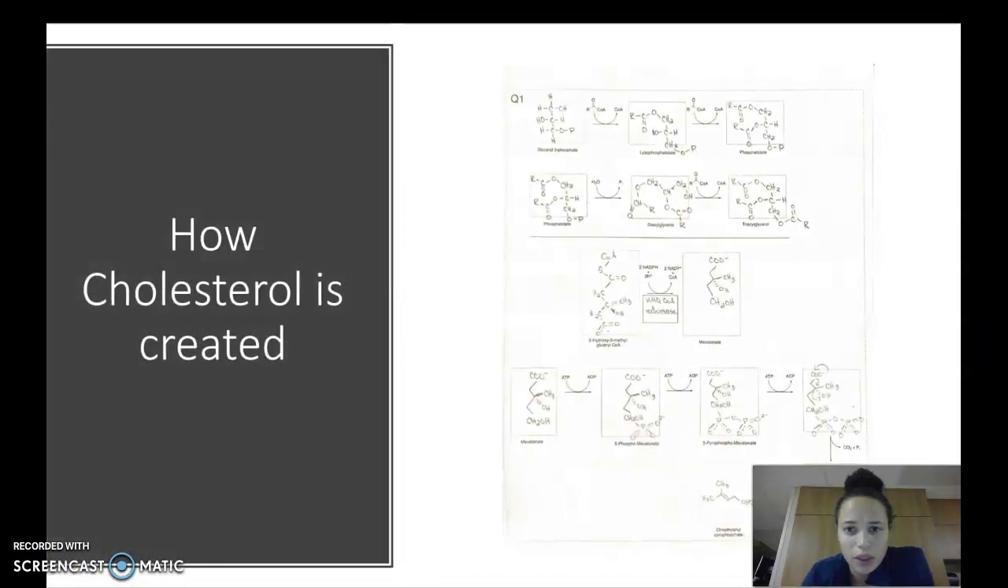Let's see, so how it's created. I'm sure this looks familiar to everyone since we just did it in our lab, but these are the main steps of how cholesterol is created in the body, the different structures, and the process of how it reaches the 3-hydroxy-3-methylglutaryl coenzyme A, which is going to be pretty important when we move later on in this presentation as to how it relates to lovastatin.